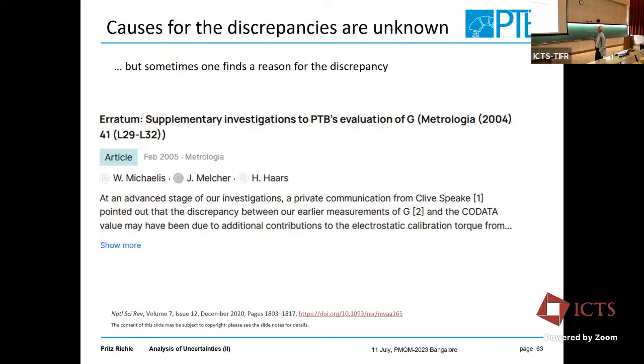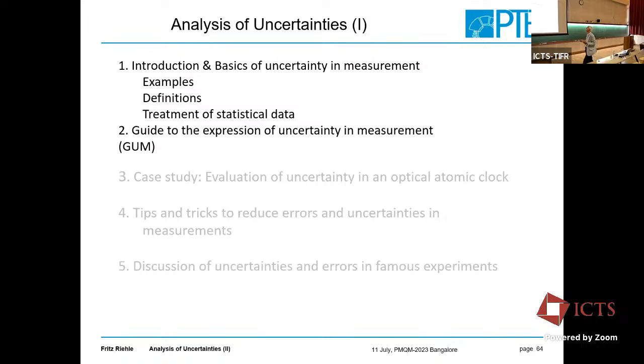One has been found in the experiment of PTB that was even further away. And if you make an error, which can happen, and you know about this, you have to write an erratum and show that nobody else falls into the pitfalls.